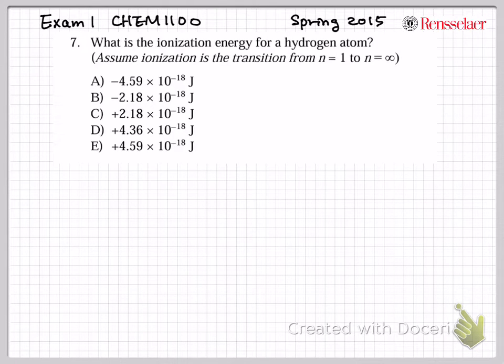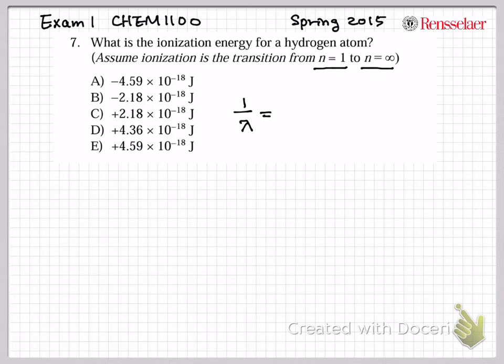Okay, this is number 7. What is the ionization energy for a hydrogen atom? Ionization occurs from the state n equal 1 to n equal infinity. So this is the energy needed to excite the electron from n is 1 to n is infinity. There is an equation given in the handout from the textbook.